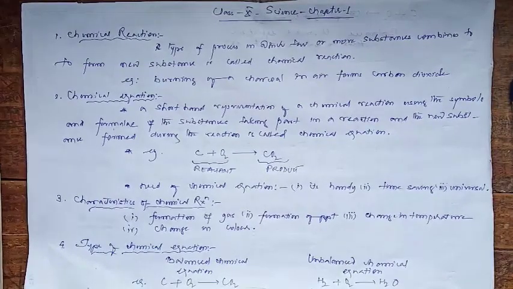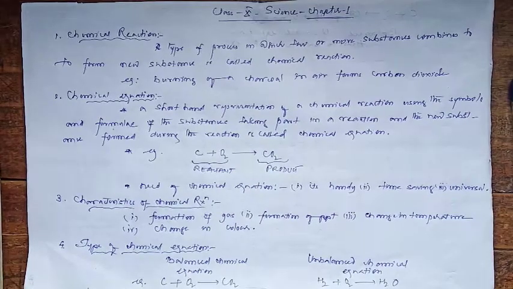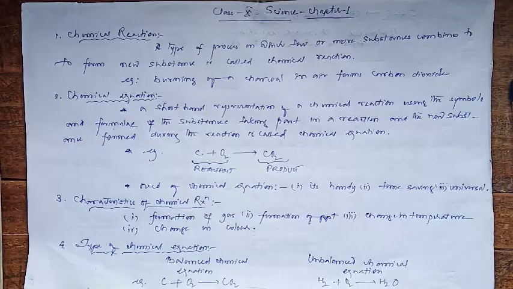Students, a number of processes take place around us. That process may be physical or it may be chemical. How to identify a given process as chemical or physical? If two or more substances in any process combine to give us a new product with entirely different properties, we say that process is a chemical reaction.